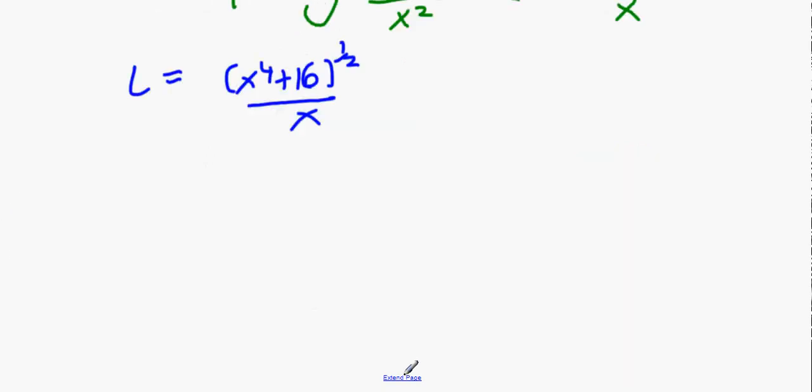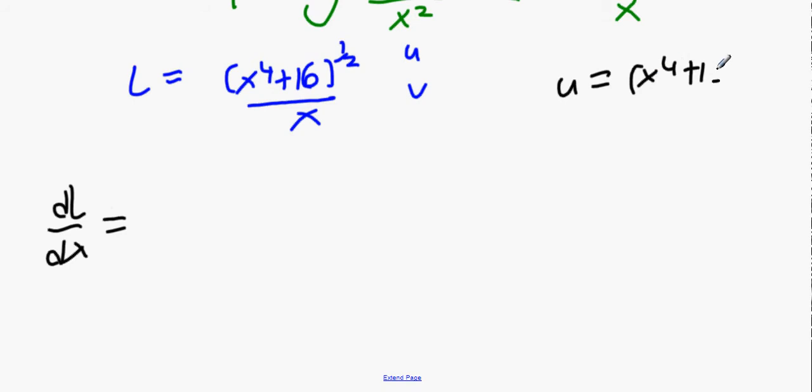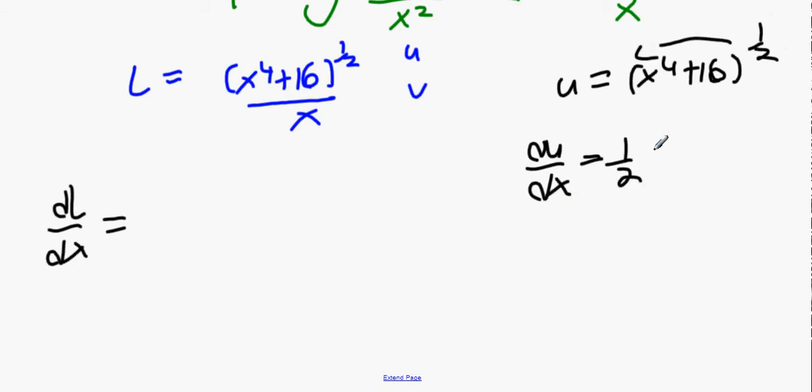So we're going to differentiate this using the quotient rule. dL/dx ends up being, so u is x to the 4 plus 16 to the power of a half. Remember how to differentiate this. It's a chain rule. The half goes to the front, then it's x to the 4 plus 16, take 1 away from the power, and you get the power of minus a half. And there's also one other little bit.